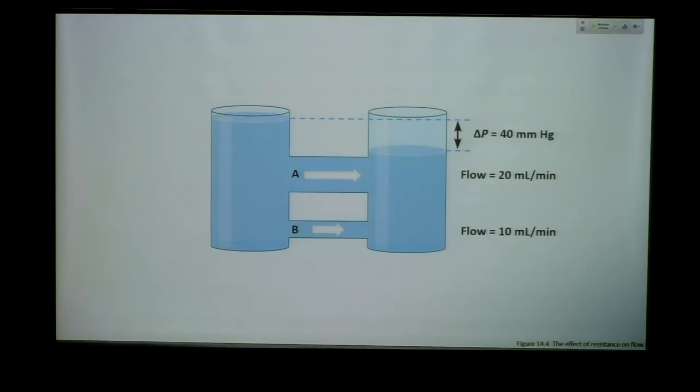Who can describe the relationship between the radius and the resistance? Inverse, right? So what happens as the radius gets smaller? The resistance increases. So as the radius gets smaller, the resistance increases, and that's going to translate to what type of flow? Less flow, good. So radius gets smaller, resistance increases, flow decreases. So resistance and radius have an inversely proportional relationship, and radius and flow have a directly proportional relationship, okay?